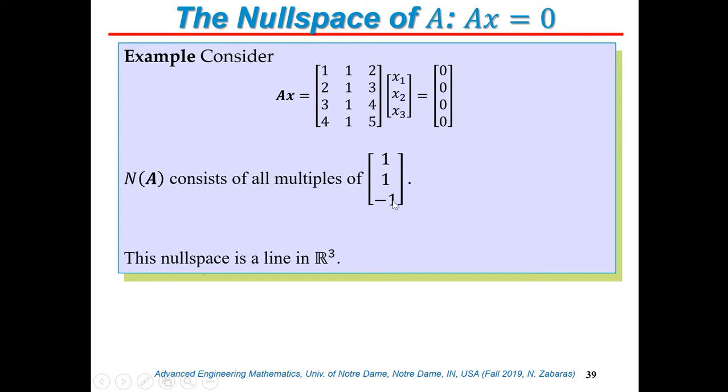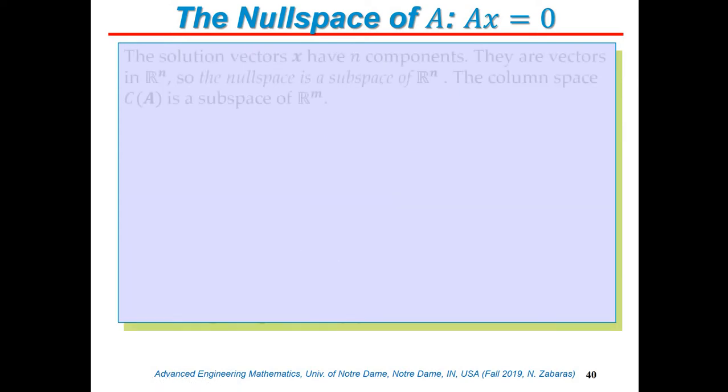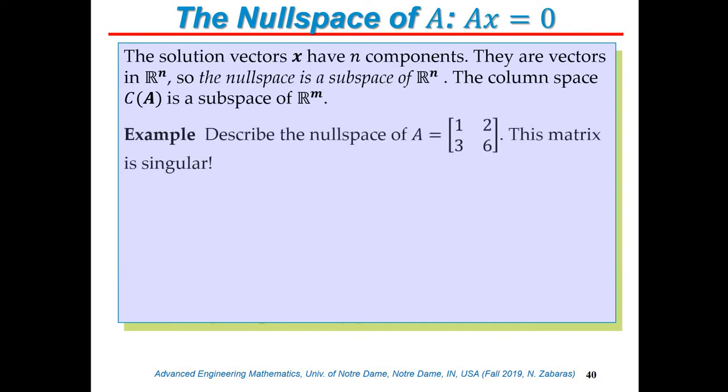And so let's look at a few more examples. Let's take the matrix A that is 1, 3, 2, and 6. So you notice again that this matrix is singular because the second column is two times the first column. And you can also see the second row is three times the first row. So it's a singular matrix.